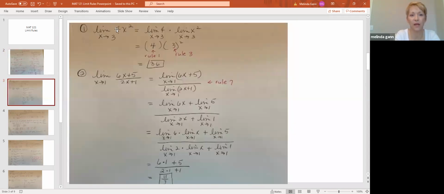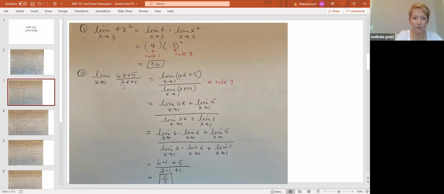And I'm going to split it up and do the limit of the first one times the limit of the second one. Now I can already do that one. That's rule number 1. The limit of a constant 4 is that number 4. Then this is rule number 3. When you've got the limit of x to a power when x is approaching 3, I can just take that 3 and plug it in for that x and get 3 squared. And remember, you've got to use your order of operations. You do exponents before you multiply. So 3 squared is 9, and 9 times 4 is 36.